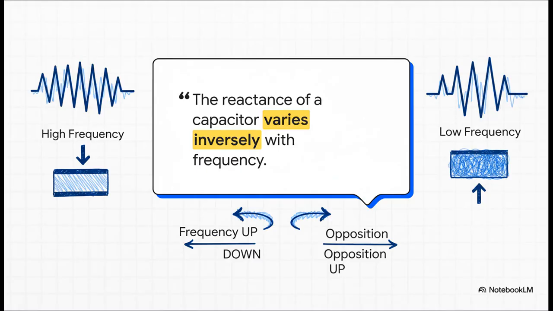And here is the golden rule, the core principle. The reactance of a capacitor varies inversely with frequency. That sounds complicated, but it's not, I promise. All it means is that as the signal's frequency goes up, the capacitor's opposition to it goes down. And if the frequency goes down, its opposition goes up. It's a simple inverse relationship, and it's the secret sauce for this whole filter.